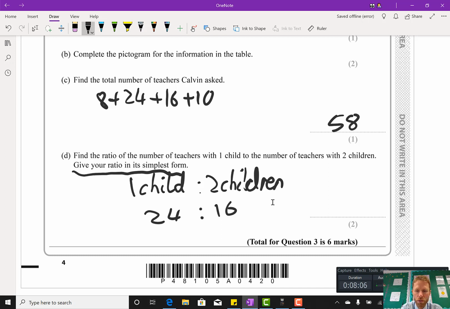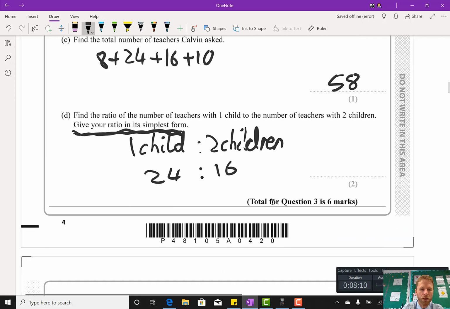Have I found the ratio? Yes. I must now give it in its simplest form. So I need to find a common factor of 24 and 16 and divide these numbers down. So we'll divide by 2 to start off with, which will give me 12 to 8. Now 12 to 8, not 18. Let's get rid of that.